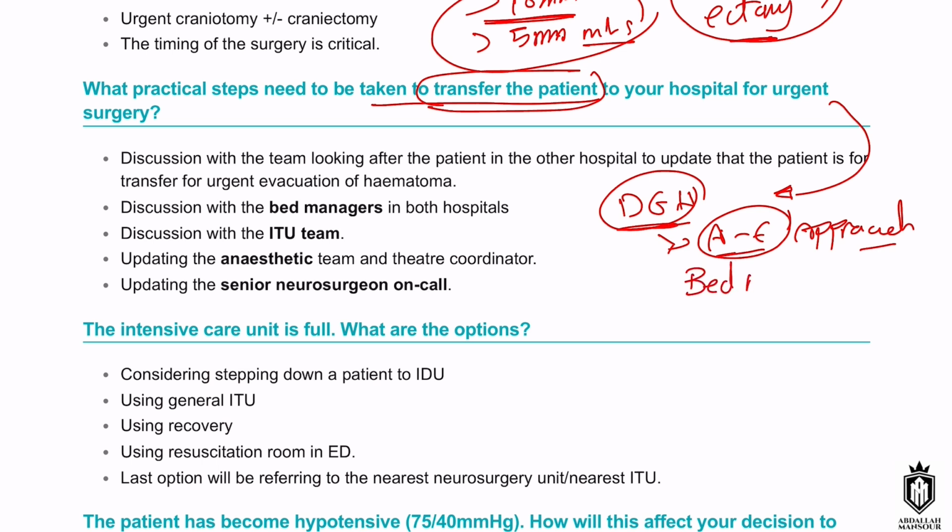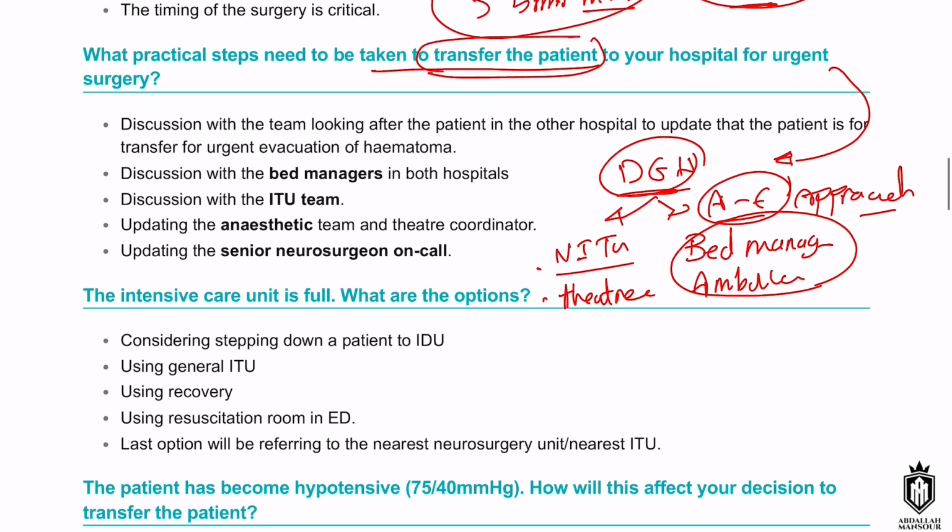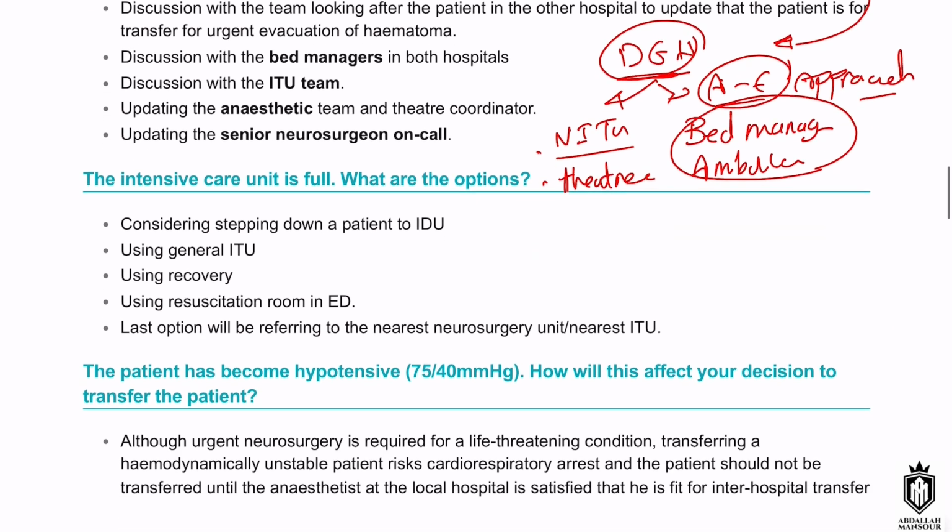We'll need to speak with the bed managers in both hospitals and arrange an ambulance for both of them. In your hospital, you will need to speak with the neuro ITU in addition to the theater team and your anesthetic colleague and also the on-call neurosurgeon to make sure that your team is ready for operating.